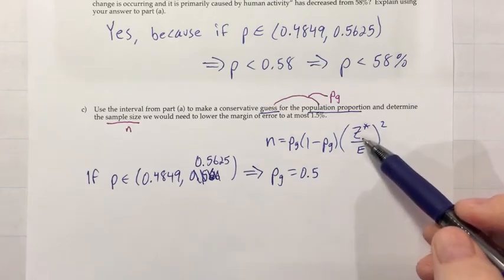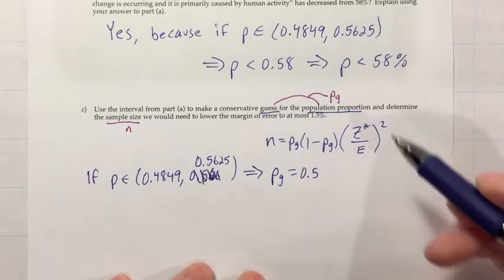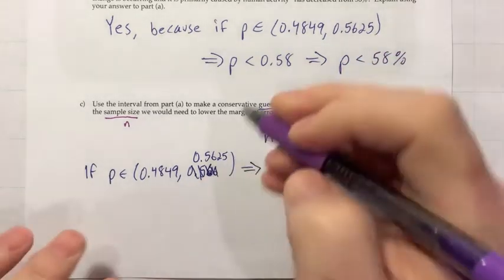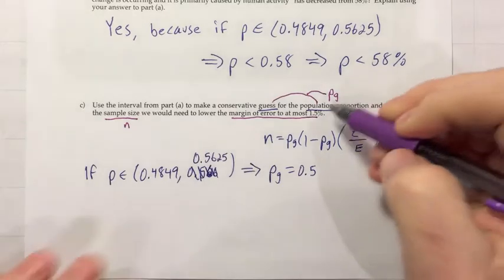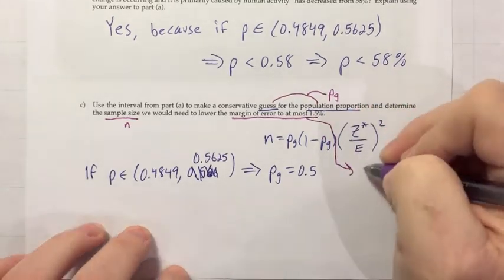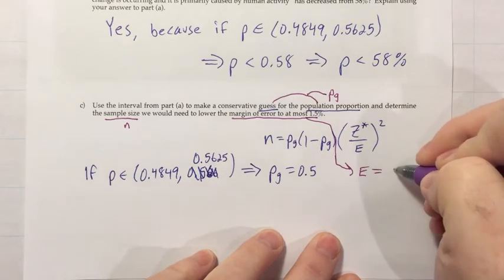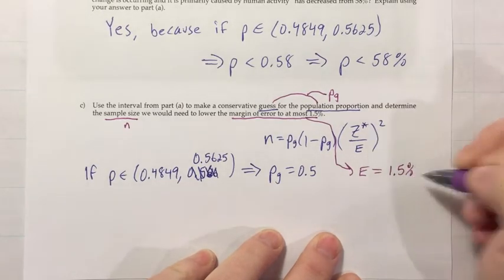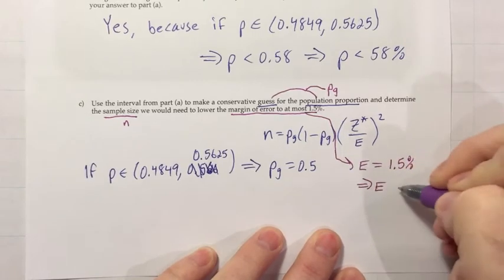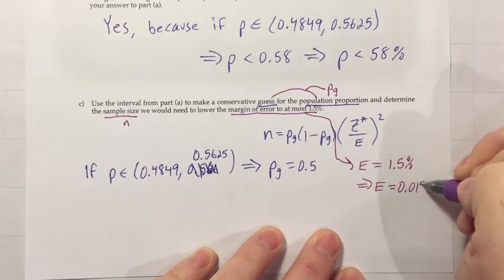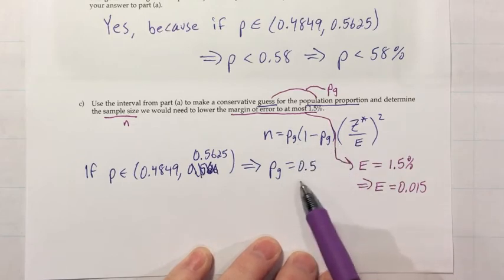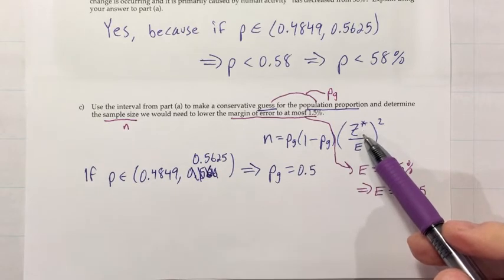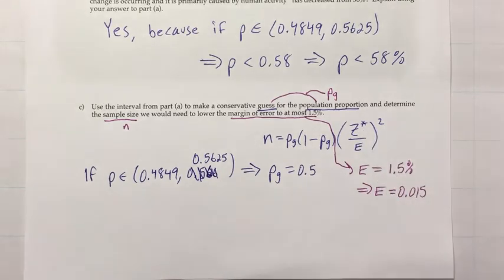Our Z star is still for 99% confidence, so we're still going to use the 2.576. Margin of error was given to us. So right here, they said they wanted a margin of error of at most 1.5%. So if we pulled that down, they want a margin of error of 1.5%, but you don't put it in percentage form, you put it in decimal form. So we would use a margin of error of 0.015. So now we have all the pieces. PG is 0.5, 1 minus PG just uses this number again. Z star was from up above, so that was 2.576, and the E we just figured out.